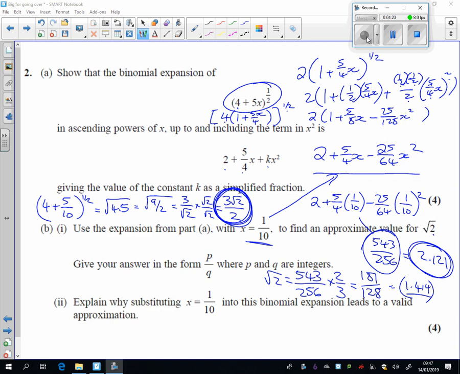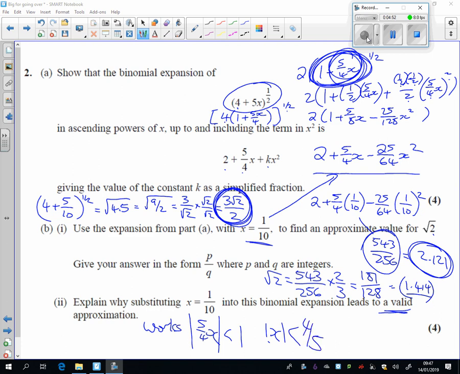The last line is always the easy bit at the very end. Why is this valid? Well, this is valid because the whole thing works. Where's the expansion? This bit here works when 5 over 4x is less than 1, or the modulus of that is less than 1. So it works when x is less than 4/5, and so x equals 1/10 is valid then because 1/10 is lower than 4/5.